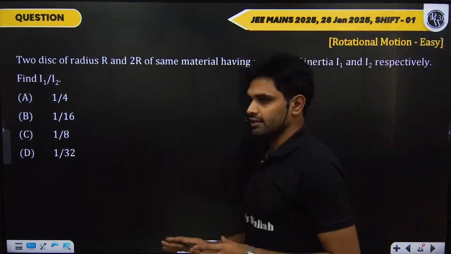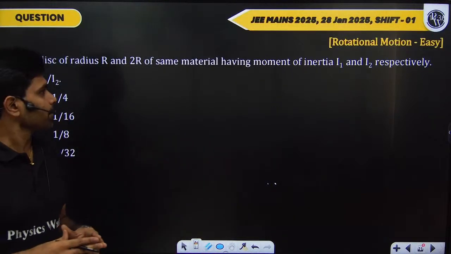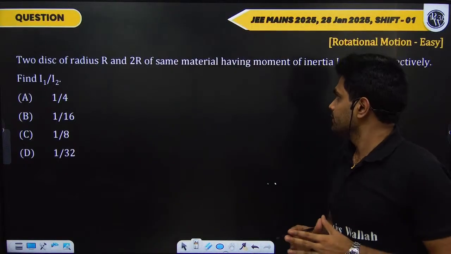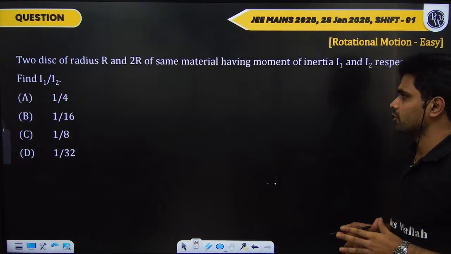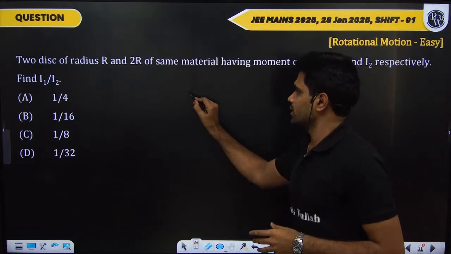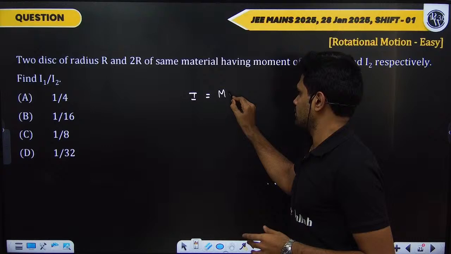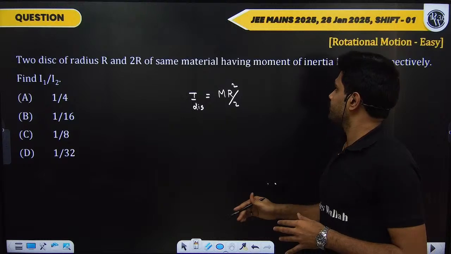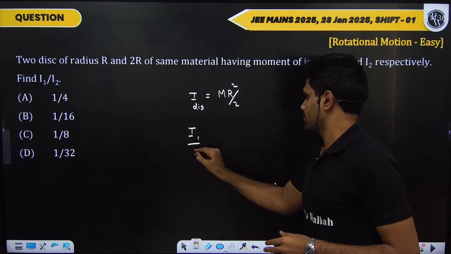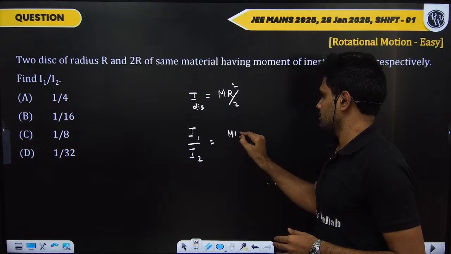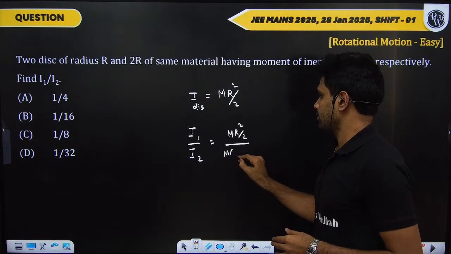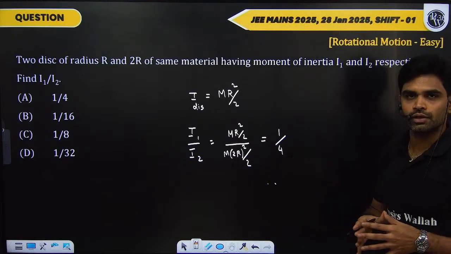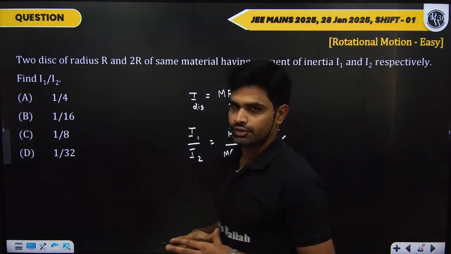This is also another direct, concept-based question. They are asking about discs having radius r and 2r, and what is the ratio of their moment of inertia. What is the moment of inertia of a disc? The moment of inertia of a disc is proportional to r square. It is simple. I1 by I2 is r square by 2r whole square. It is a direct formula-based question.